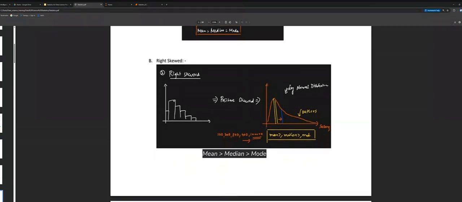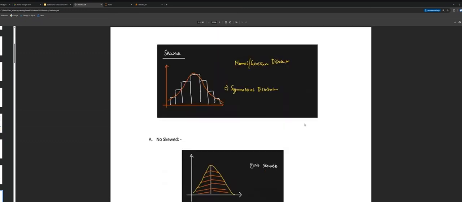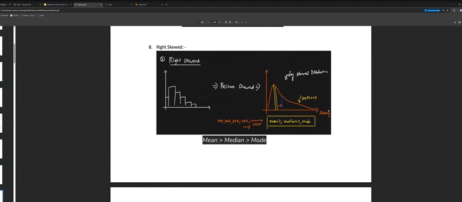Right skewed. You can see in your histogram you have a highest value, then going less, less, less, something like this. Whenever you see the tail on the right-hand side, it is called positive skewed, where your mean will be greater than your median and median will be greater than your mode. These are the fundamentals. When your graph is going like this, then you will find outliers. So you can easily find out outliers.